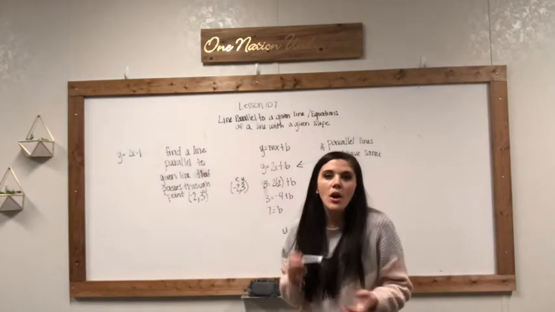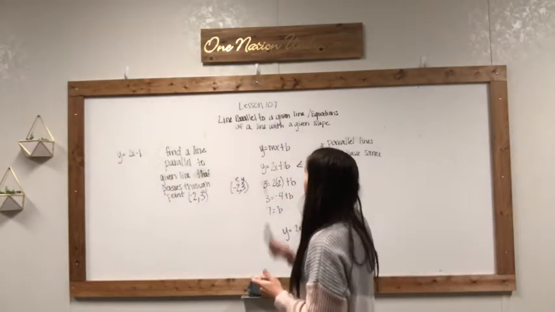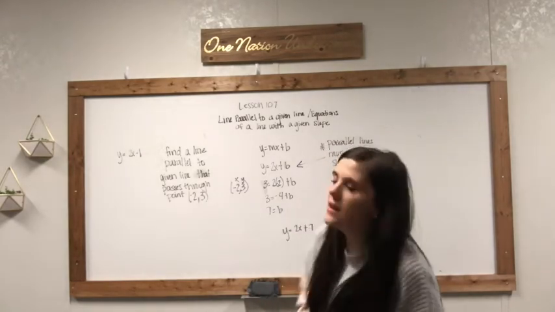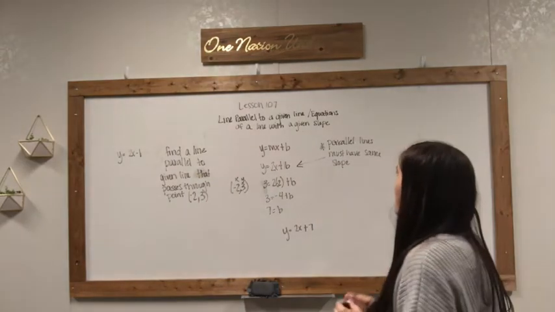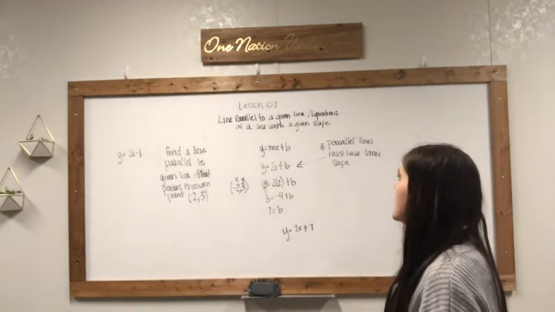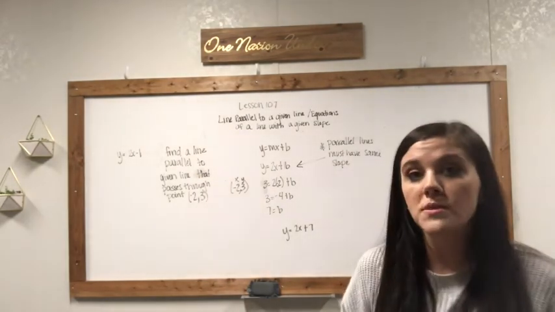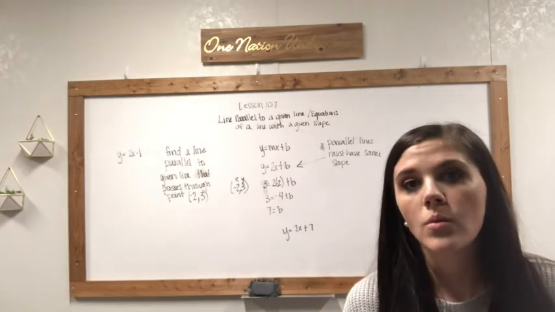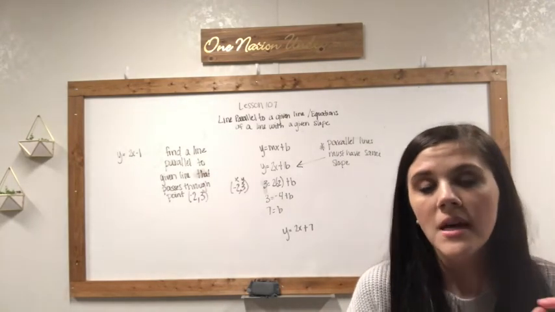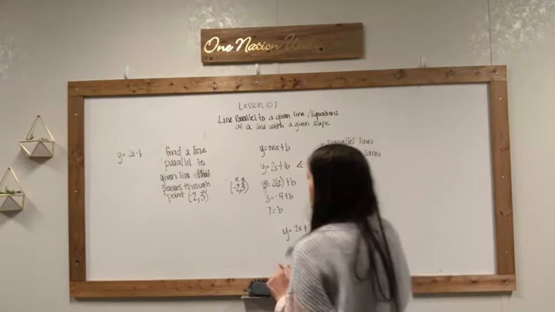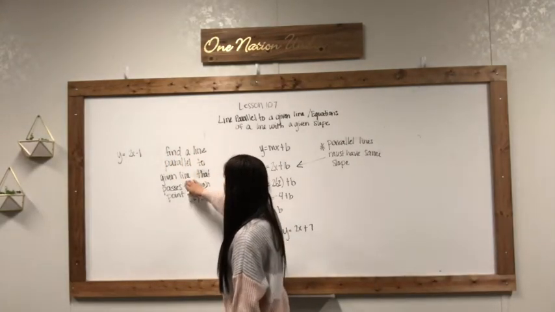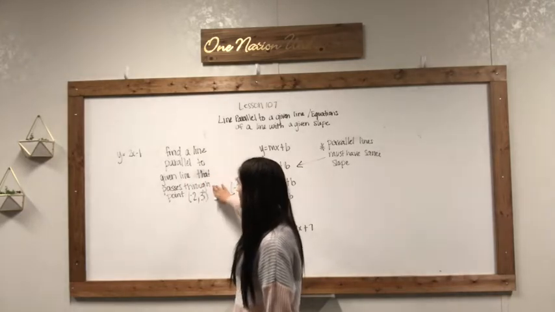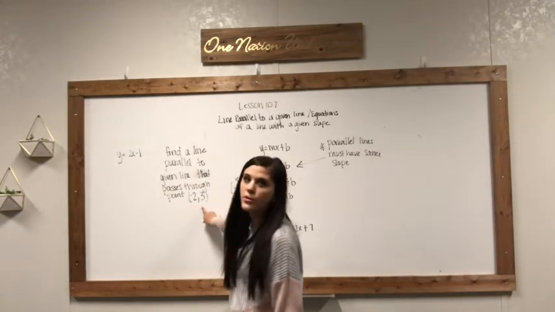So today we are doing lesson 107. This is lines parallel to a given line, and then also equations of a line with a given slope. So we are going to start with parallel lines. The problems will look something like this. Find a line parallel to the given line that passes through point (-2, 3), okay?